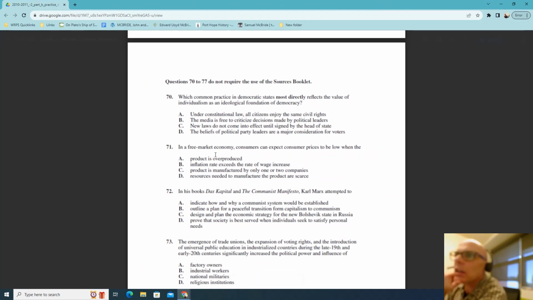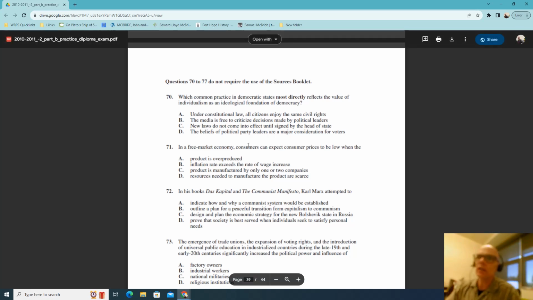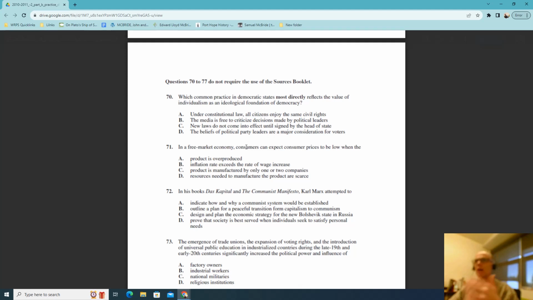In a free market economy, consumers can expect prices to be low. So in a capitalist economy where there's no regulation of prices, prices will be low when nobody wants to buy this stuff. So maybe their supply is high or demand is low. So product is overproduced. So lots of supply, prices will be low. Makes sense.